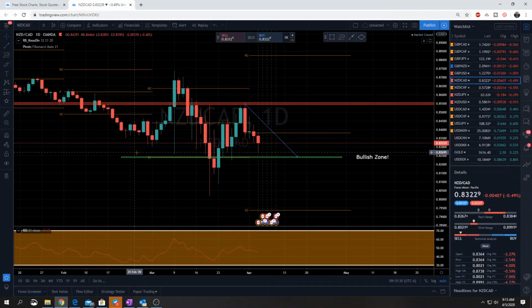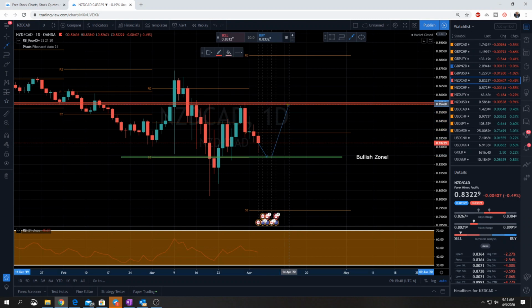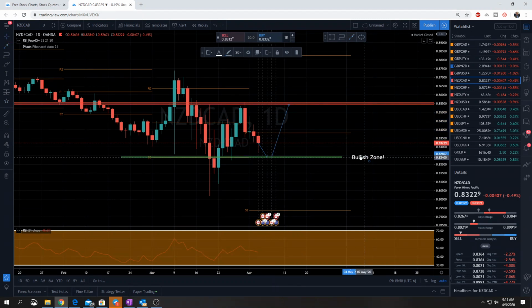NZD CAD. Okay, ooh, we got that stretch down. I'm going to move my prediction arrow. I still think we're going to get a little downside, and then this would be where I want to take the trade. This is where it's cheap.